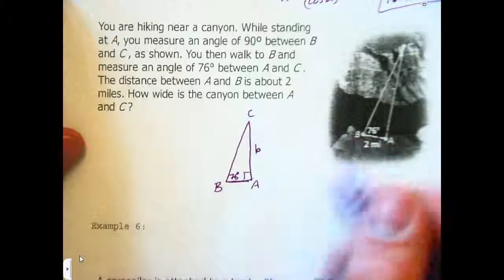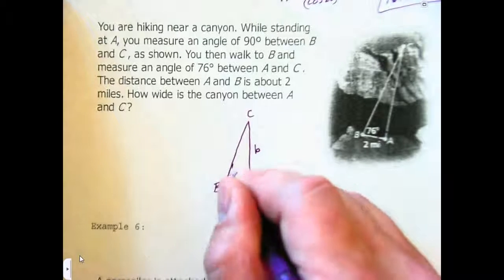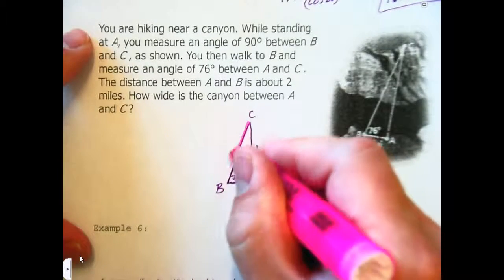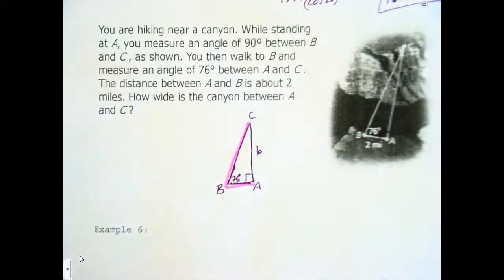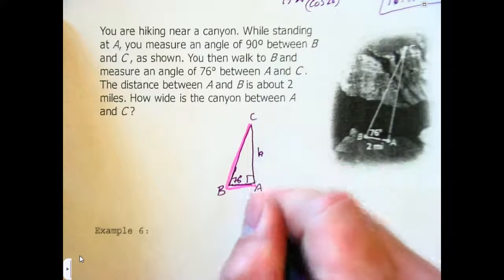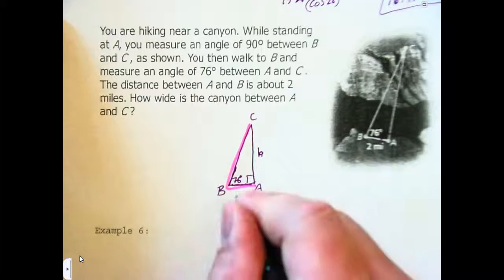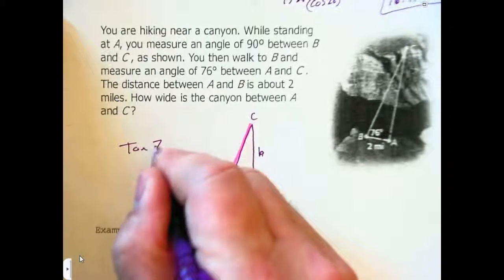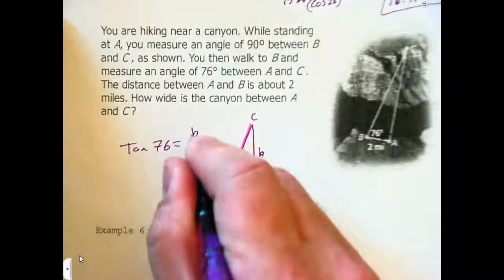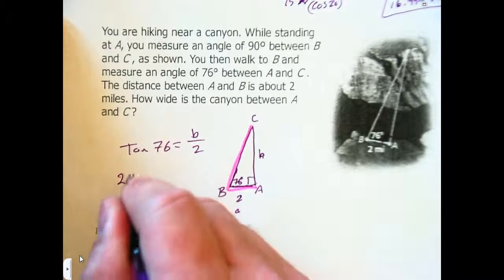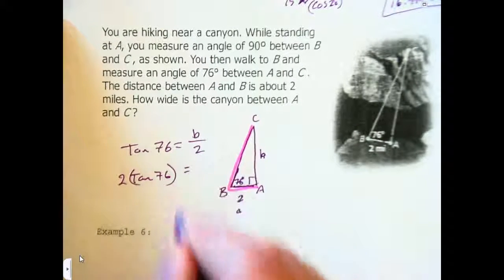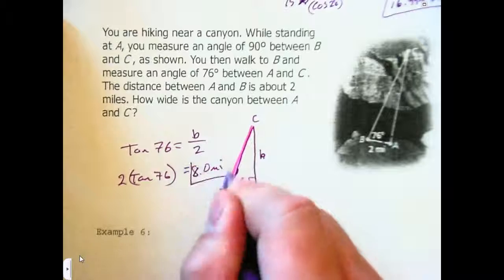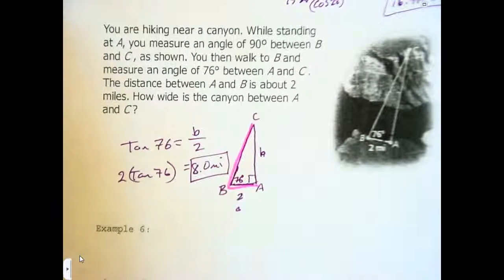We know that this is 76 degrees. In relation to that angle right there, you're dealing with opposite. That's what you're trying to find, and this is adjacent. We know this is 2, so if I use opposite and adjacent, I'm using tangent. Tangent of 76 is equal to the opposite over the adjacent. So you get 2 tan 76 is equal to 8.0 miles, which is equal to b. How many got it?